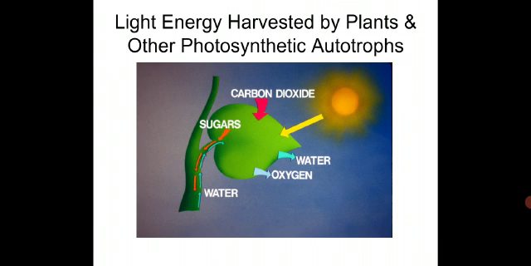So the light energy is harvested by the plants and other photosynthetic autotrophs. And you are watching now the overall chemical reaction of photosynthesis, that carbon dioxide and water are reacted together due to the presence of the light energy, and the glucose is formed as a product or as a food, while the oxygen is liberated into the atmosphere as a byproduct of photosynthesis.